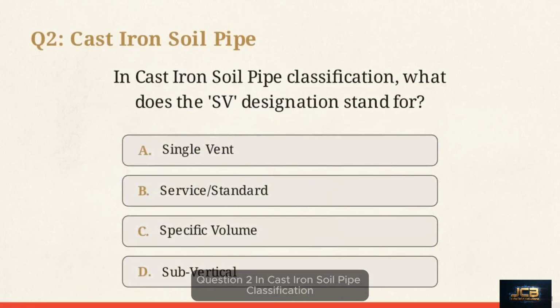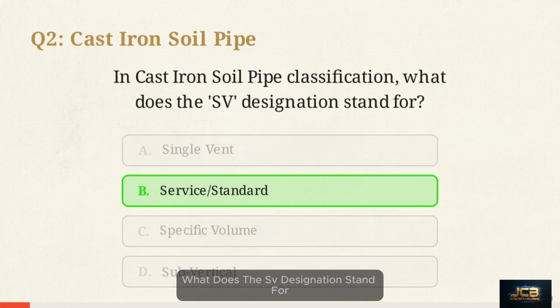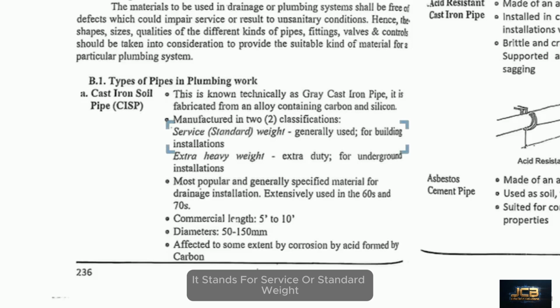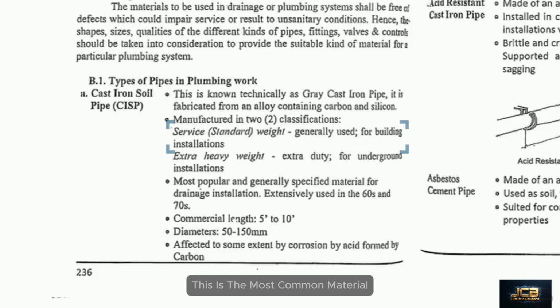Question 2. In cast iron soil pipe classification, what does the SV designation stand for? It stands for service or standard weight. This is the most common material used for general building installations above ground.